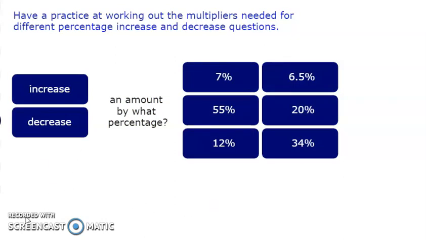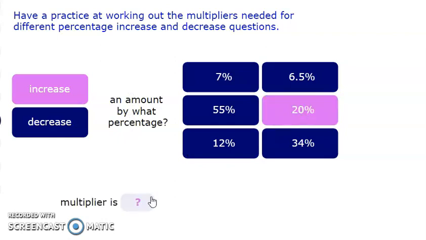Let us try one more. Increase an amount by what percent? Say 20%. Now 100 plus 20 is 120. 120 by 100 is 1.2. So the multiplier is 1.2. This is what you got here, 1.2.